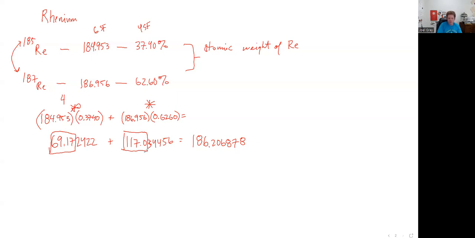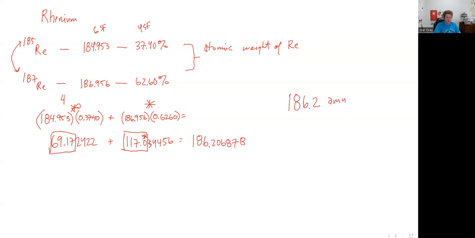And we get 186.206878. Since we did addition, we have to take into consideration how many numbers are past the decimal place. And there's only one. So our best answer for this is 186.2. And units for that are going to be AMU. Okay, well, that's an example calculation.